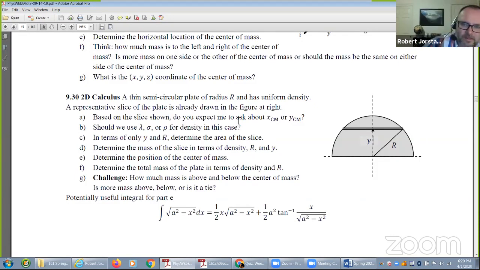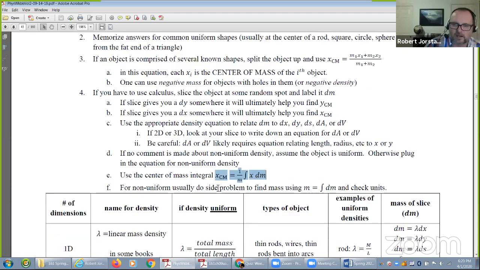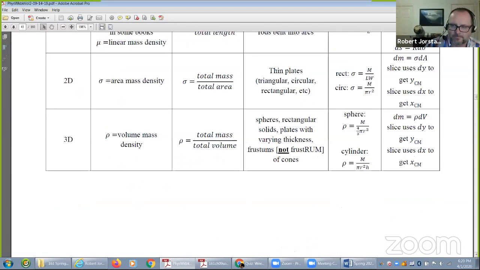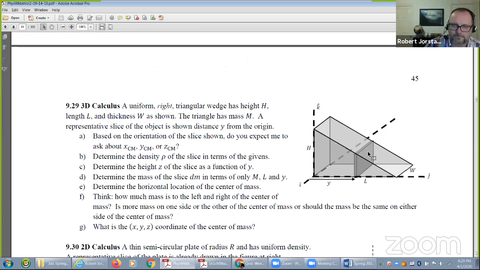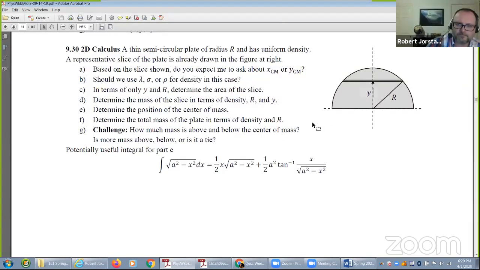All right. So take a minute and think to yourself about part A, or talk to your neighbor. We're going to do some calculus. To remind you, here is the calculus formula that we're going to use: x center of mass is equal to 1 over the total mass times the integral of x dm. I'll write that here so we have it.